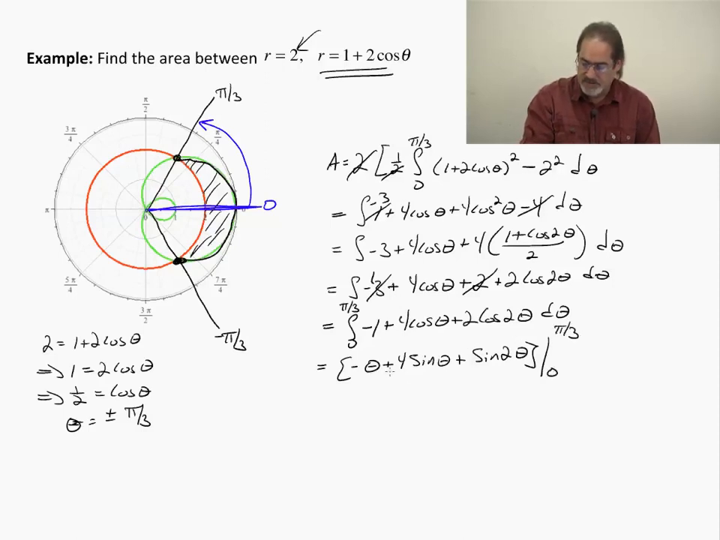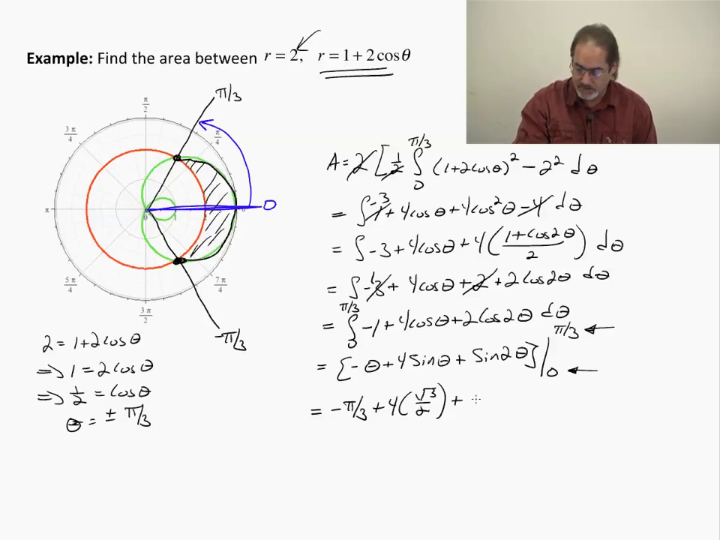Now see all these sines and just the theta by itself, using symmetry, so I have 0 as one of my angles in there, is going to pay off. Because when I take that second evaluation, all these are going to be 0. So really all I need to do is evaluate this at pi over 3. So this is going to be equal to negative pi over 3 plus 4 times sine of pi over 3, which is root 3 over 2, plus sine of 2 pi over 3, that's still root 3 over 2.